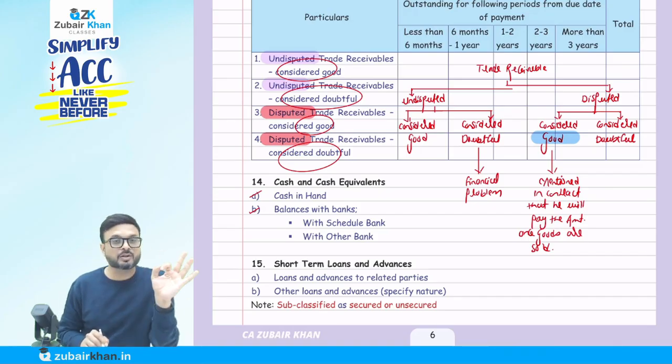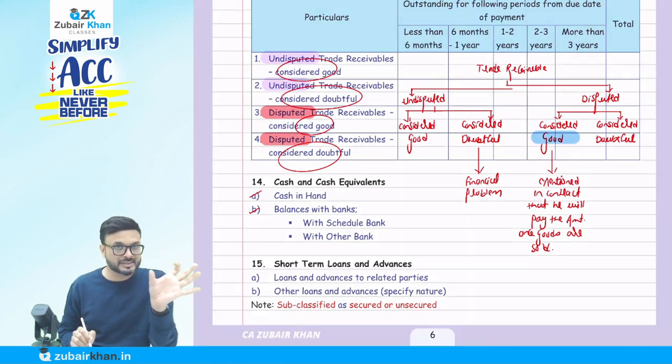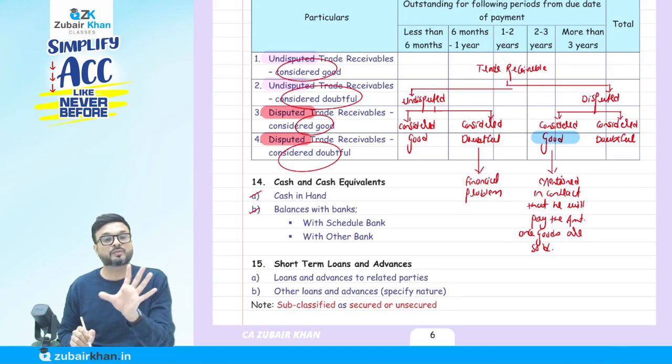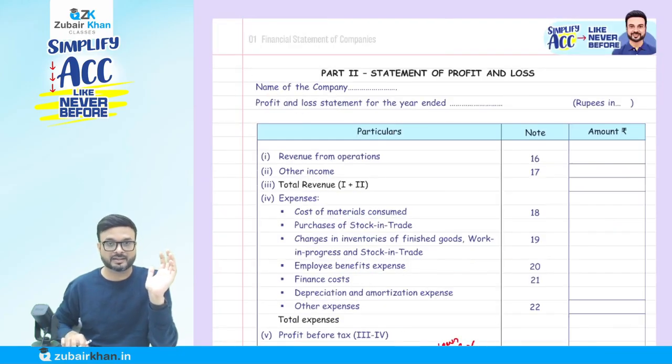So they will mention in the question that the total bank balance is, let's say, 10 crore, but you have 6 crore with a scheduled bank. So we have to give the bifurcation of the 10 crore: 6 crore with the scheduled bank and 4 crore with the other bank. Okay, this is important. They want a bifurcation of the scheduled bank and the other bank.